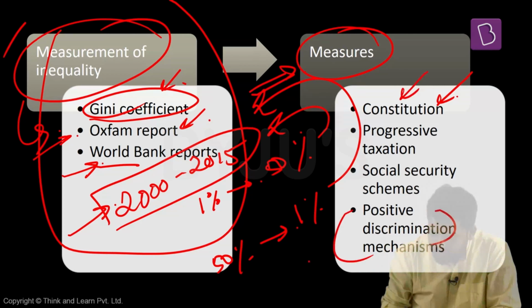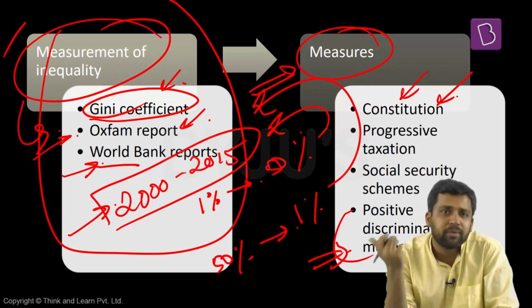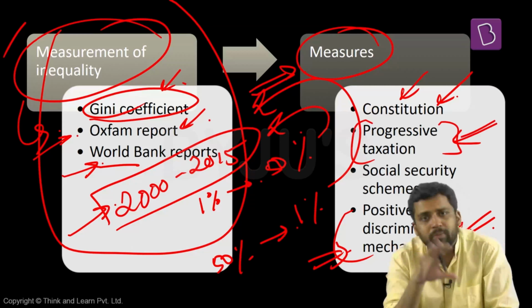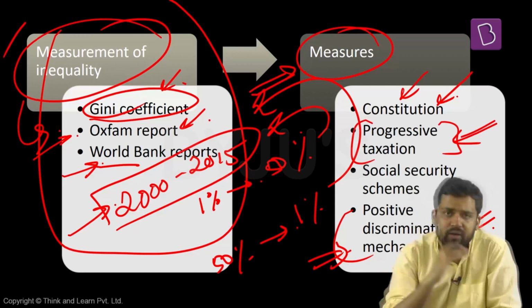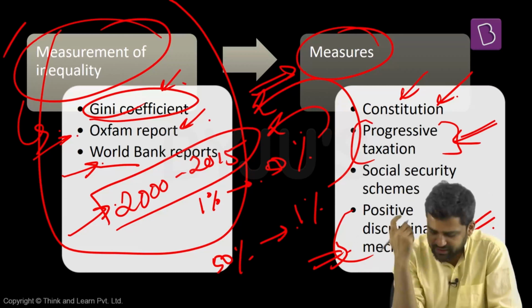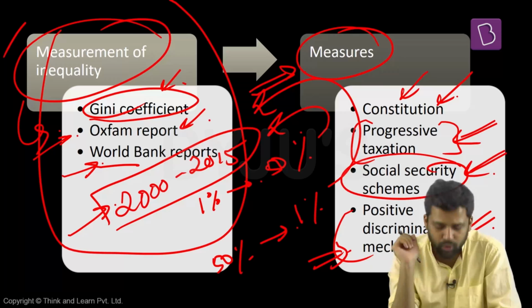Apart from that, we also have positive discrimination mechanisms. Those who are at the bottom should be provided some benefits and should be given more representation. Apart from this, we have progressive taxation. Those who are rich should be taxed more. That is how our tax slabs are designed. Those whose salaries are less might not have to pay taxes. As salaries increase, the tax rates increase. Different social security schemes are there to address inequality, or at least those who are at the bottom are provided some sort of benefit, some sort of relief.